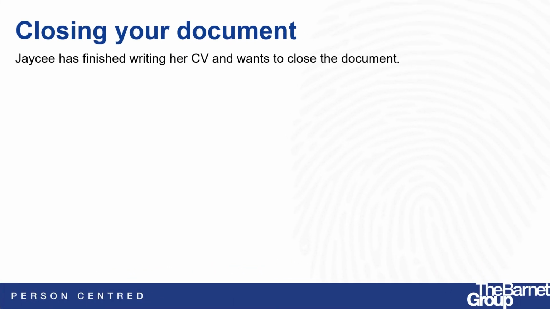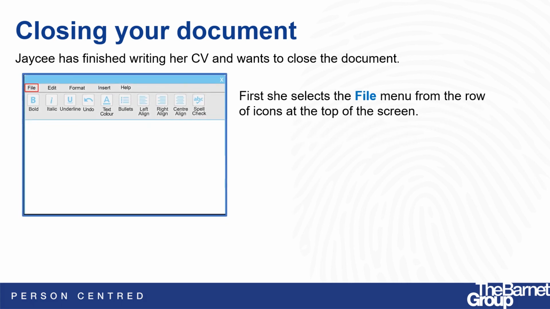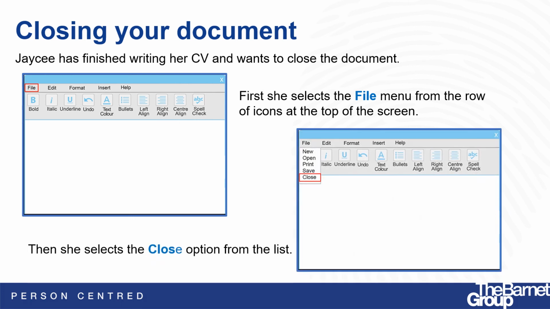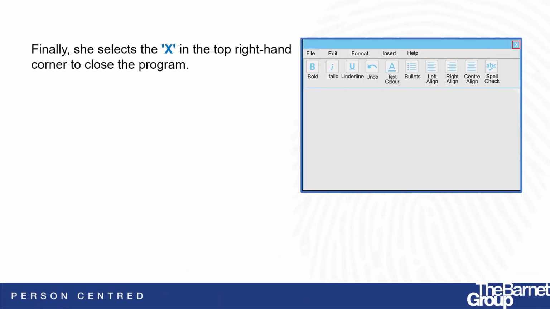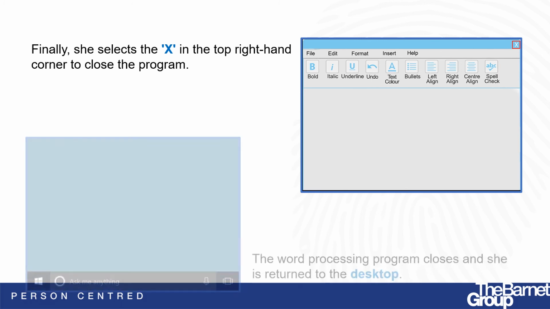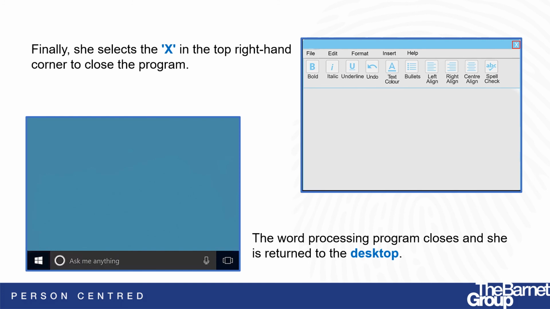Closing your document. JC has finished writing her CV and wants to close the document. First, she selects the File menu from the row of icons at the top of the screen. Then she selects the Close option from the list. Finally, she selects the X in the top right-hand corner to close the program. The word processing program closes and she is returned to the desktop.